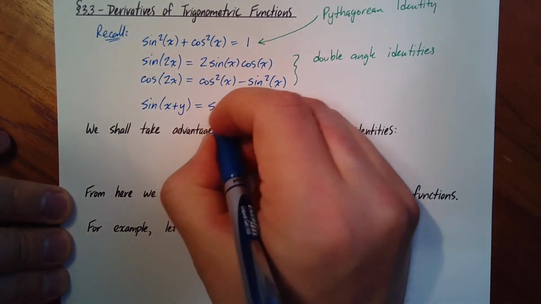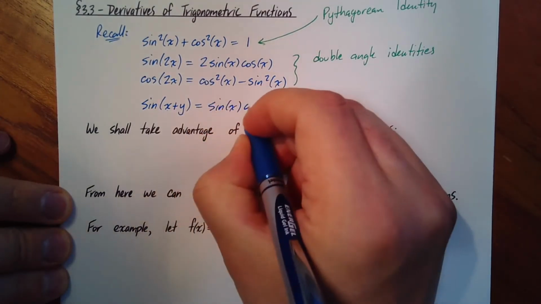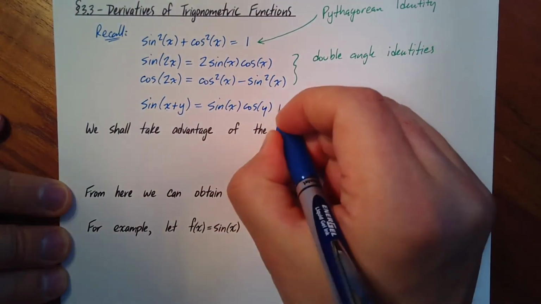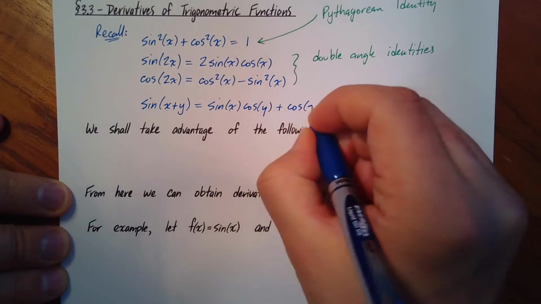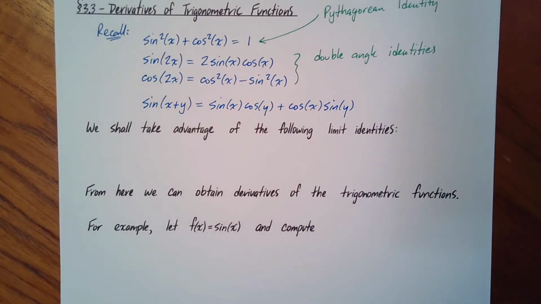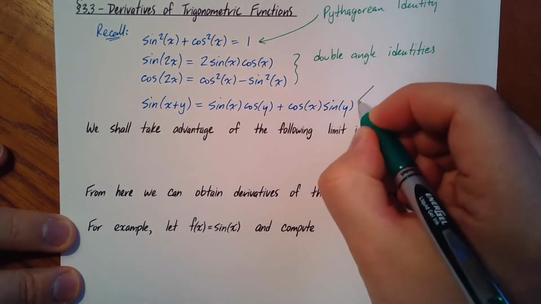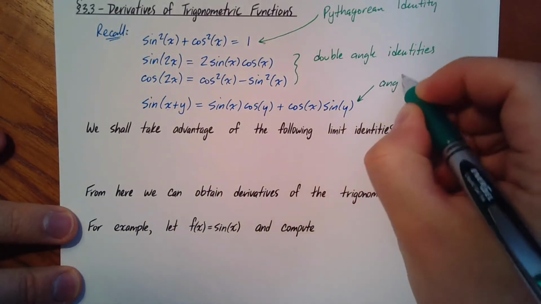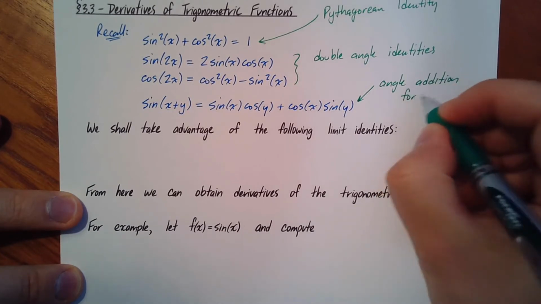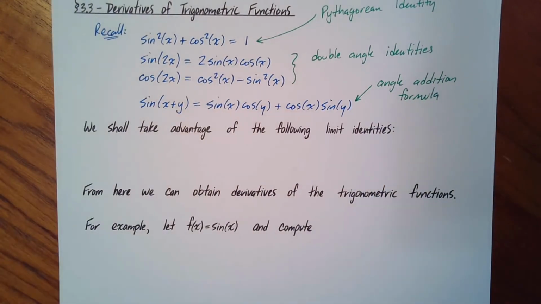You can write this as sine of x times cosine of y plus cosine of x times sine of y. And this actually has a name as well. This is called the angle addition formula for sine. I'm just going to write angle addition formula.